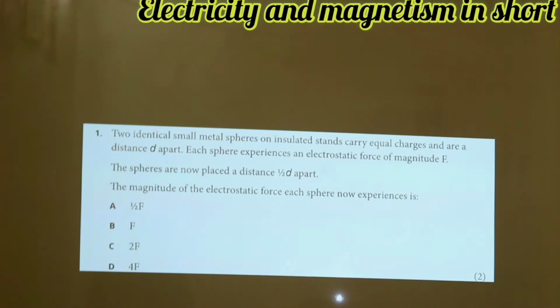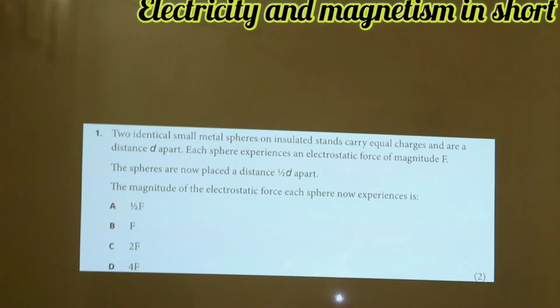Look at this question. Here the charges remain the same, only the distance is changing. The distance becomes half d. So the distance is reduced. If the distance is reduced, the force will never decrease. So option A is wrong. In option A, the force is decreased. So option A is wrong, and option B will also be wrong.